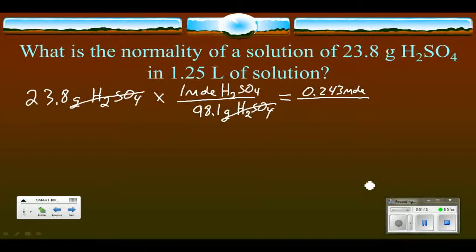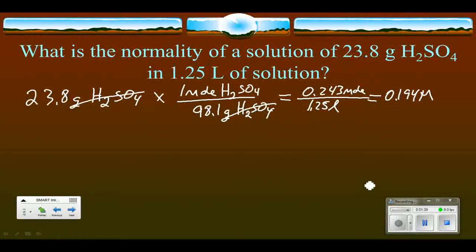If I'm going to find the molarity, I just divide that by the volume. It's already in liters for us, so that's nice. That gives us 1.25 liters on the bottom. Doing this division, we come up with a molarity of 0.194 molar.